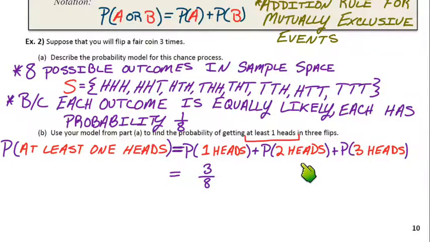And then for 2 heads, 1, 2, 3, same deal. So that'd be 3 out of 8. And then 3 heads, there's only 1 way that can occur. That was the first one. So that would be 1 out of 8. So it looks like the total, 3/8 plus 3/8 plus 1/8, that's 7 out of 8.